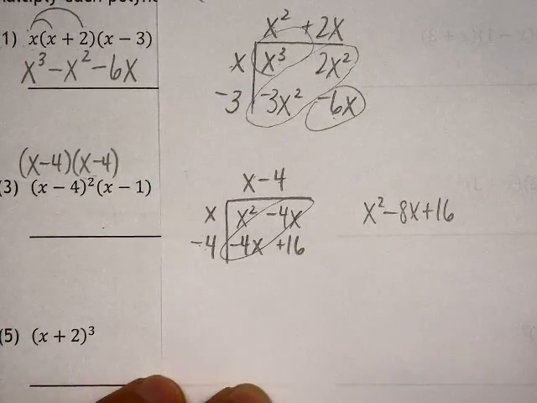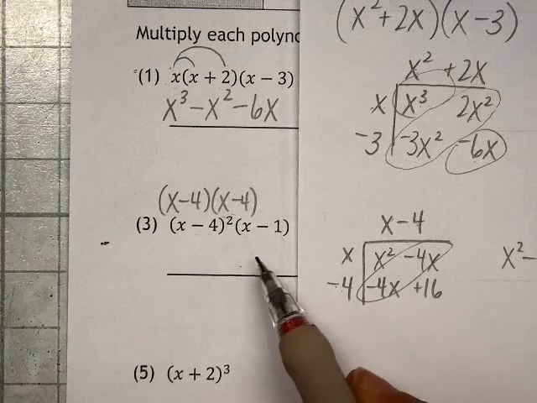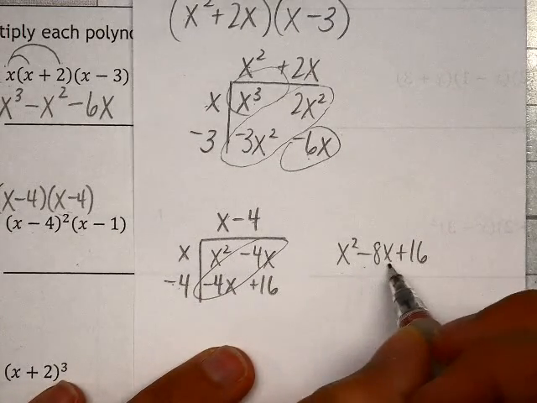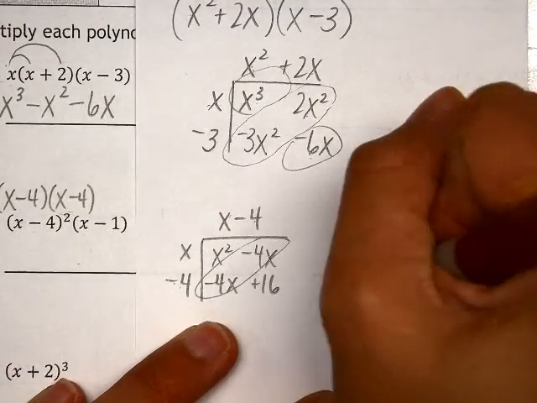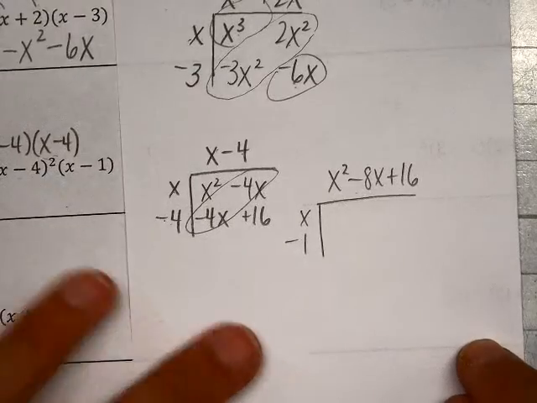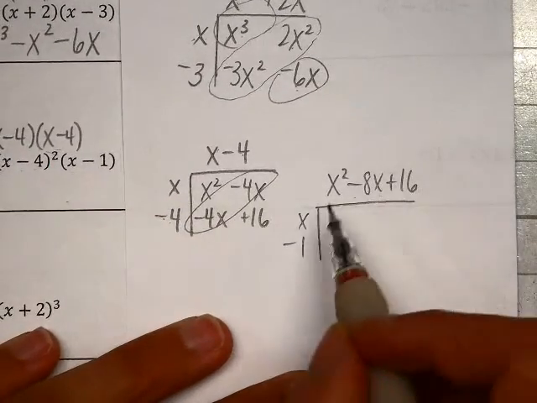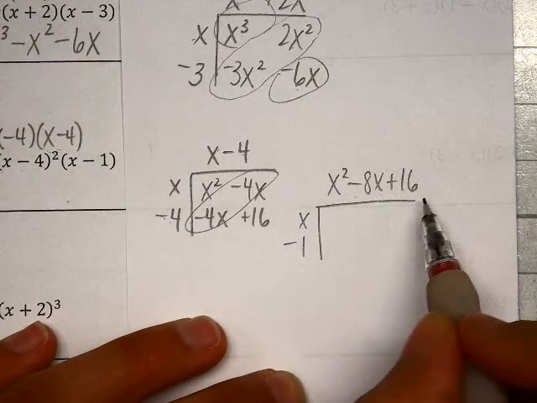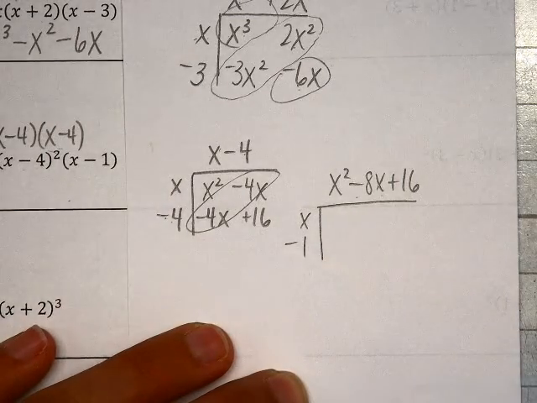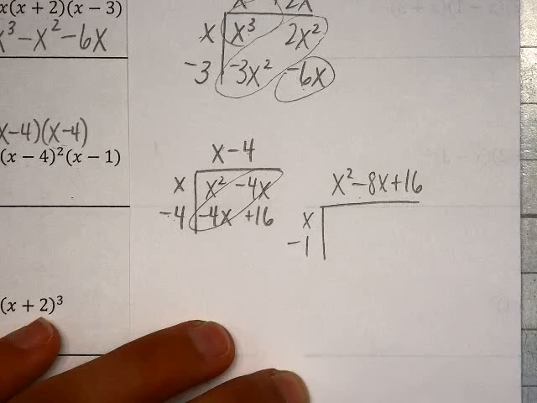Now, of course, we must remember that in the original problem, we still are multiplying by x minus 1. So now this whole thing, x squared minus 8x plus 16, needs to now multiply by x minus 1. You can see the nice part about using this rectangle is the fact that I don't necessarily have to keep rewriting things. I can just make this new thing the top of the rectangle, throw the x minus 1 there on the side, and now I can just continue my multiplication.